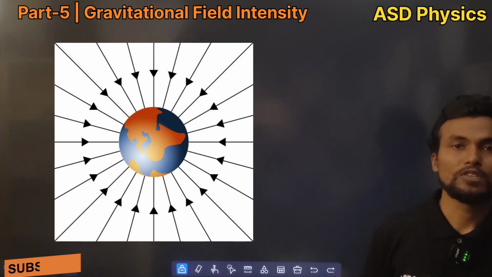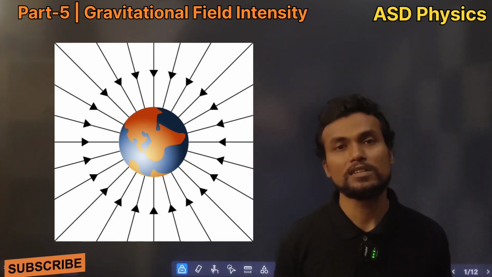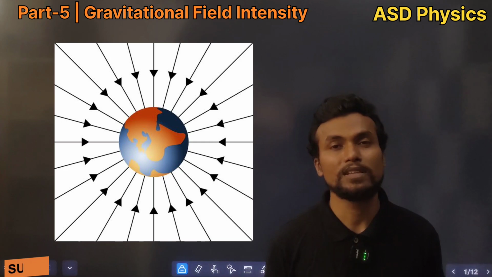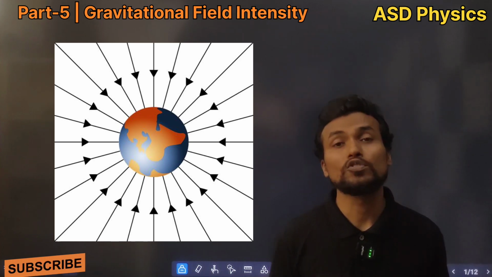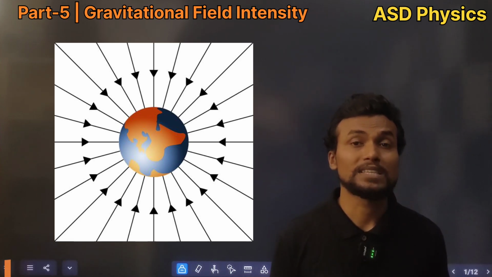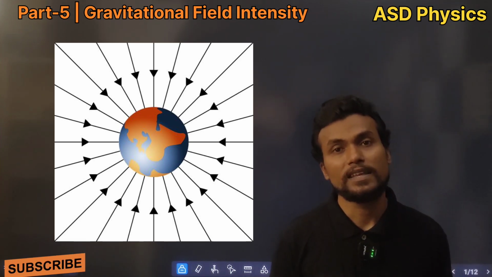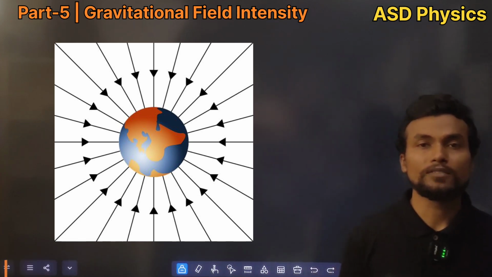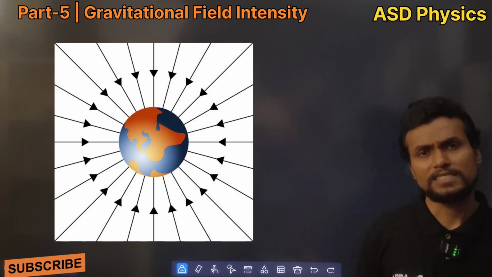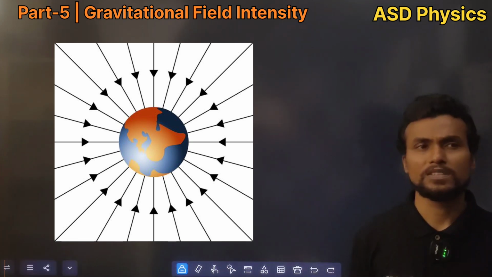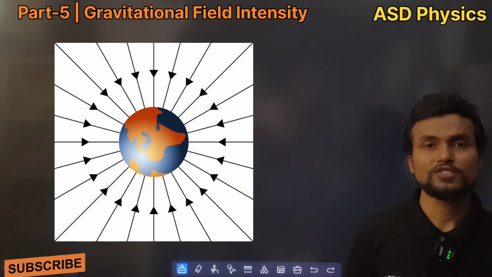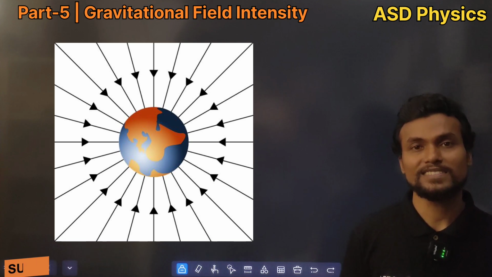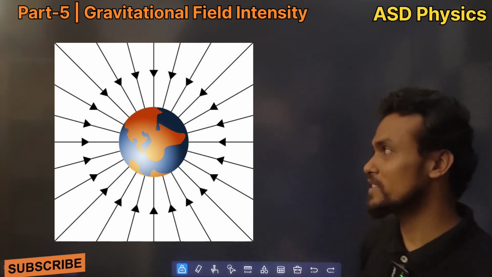In that we are going to learn everything about the gravitational field intensity, in short GFI. First we will learn what the gravitational field is, then how to represent the gravitational field in a mathematical form, then we will see gravitational field intensity due to different bodies. At the same time we will learn the equilibrium concept and resultant concept also. Okay students, so let's start the video and learn something.